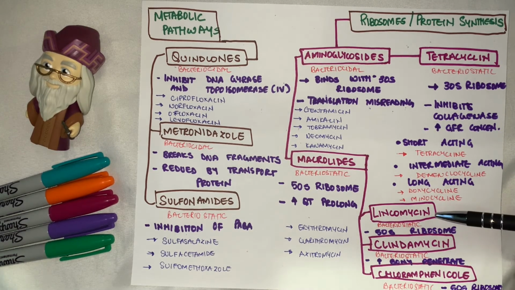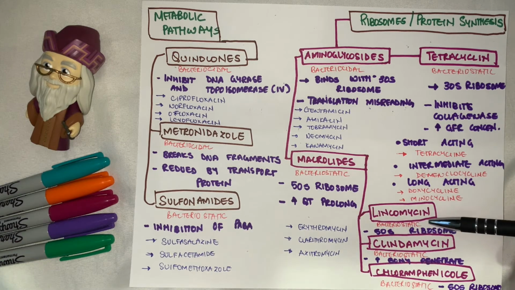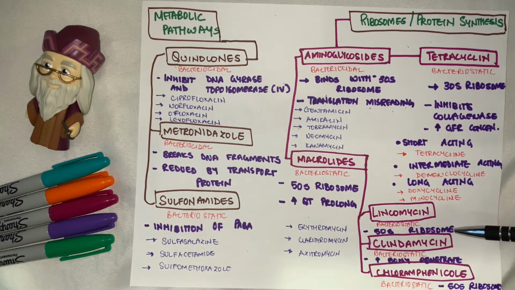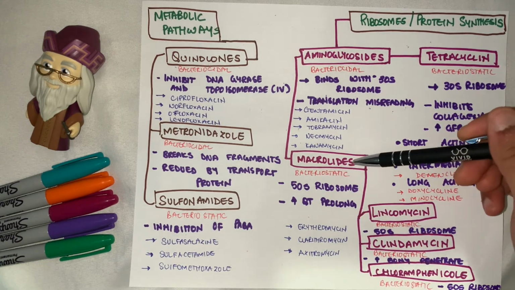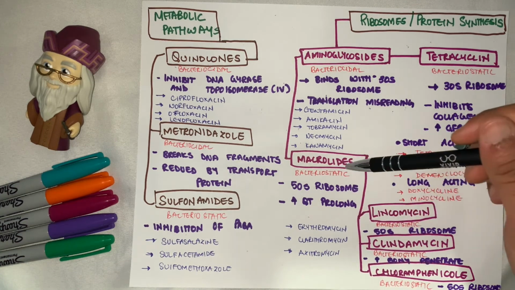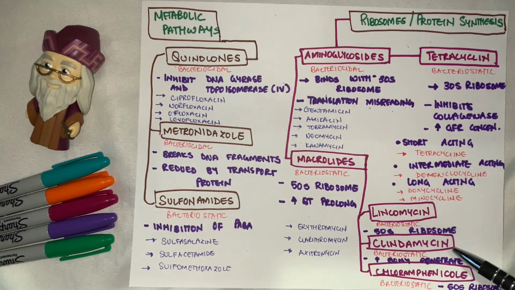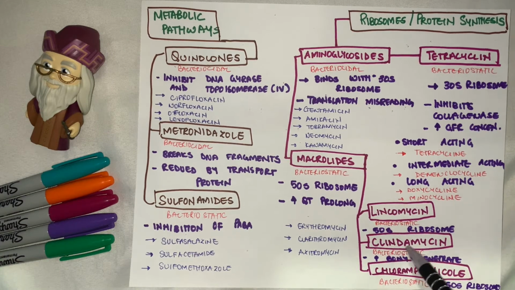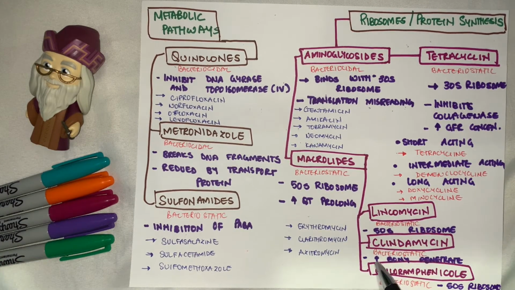The next group of drugs is lincomycin, which is bacteriostatic and attaches to the 50S ribosome just like macrolides. Same mechanism of action. Clindamycin is also bacteriostatic, but a good feature about it is that it causes a high bone penetration.